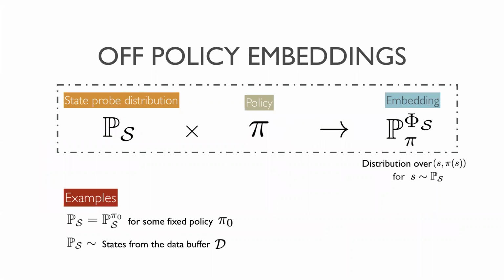Okay, and for off-policy embeddings, what we'll use is a state probe distribution, a policy, and then just the actions or the distributional actions that the policy that we are trying to evaluate executes over that probing distribution. Examples of probing distributions could be previous policies or an ensemble of previous policies that we have encountered throughout optimization, or let's say a bunch of states from the data buffer.